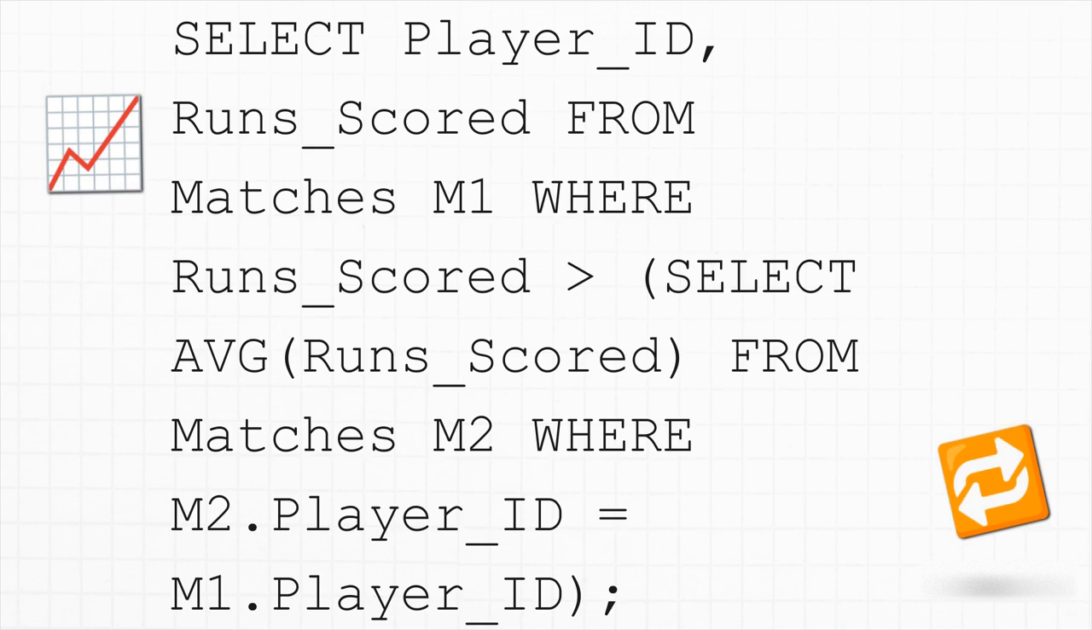Here's how it works. The outer query, M1, picks up a row. Let's say it's a match where Virat Kohli scored 122 runs. It then turns to the inner query, our correlated subquery, and says, hey, for this player, what's his average score in the M2 table? The inner query calculates Kohli's average and sends it back. Then the outer query checks, is 122 greater than that average? Yep, cool, that's a result. Then it moves to the very next row and does the whole dance all over again for the next player. It's a really powerful row-by-row investigation.